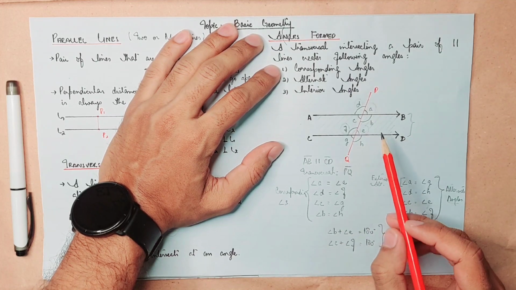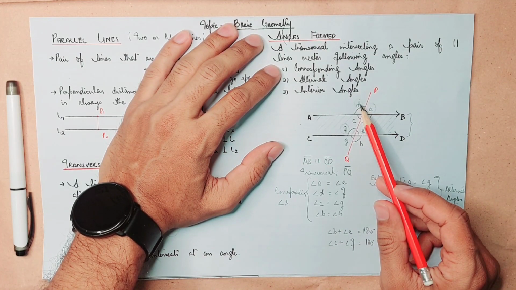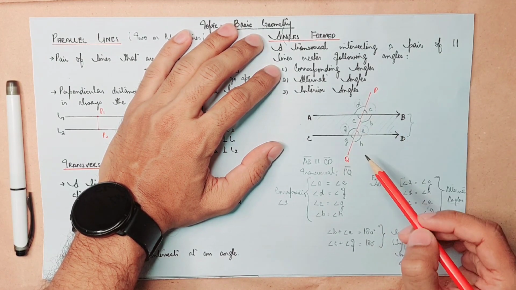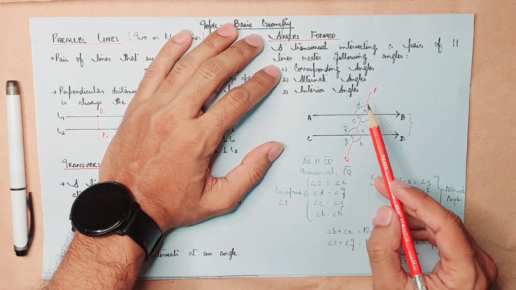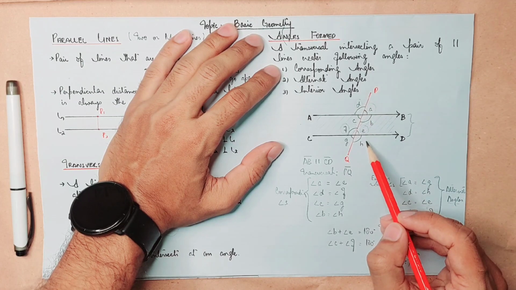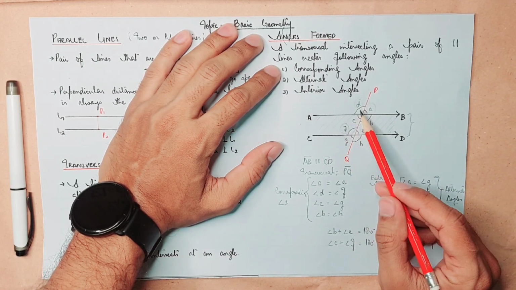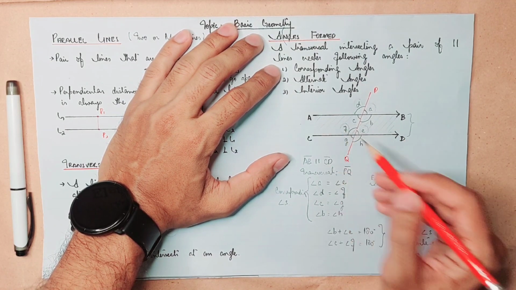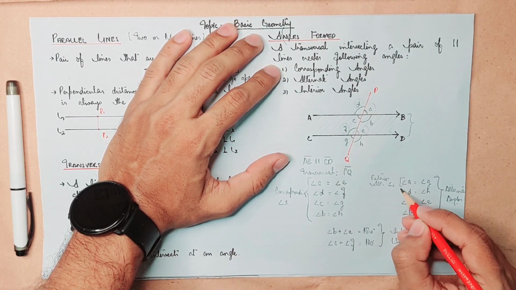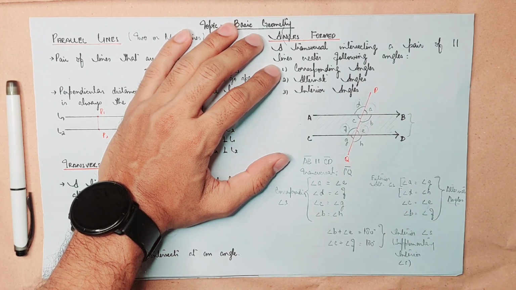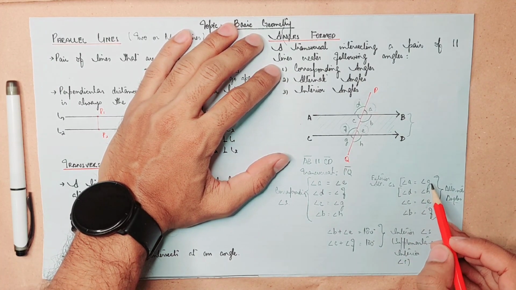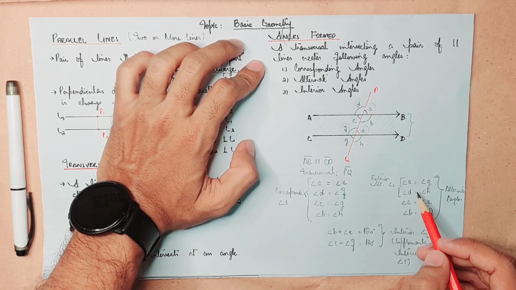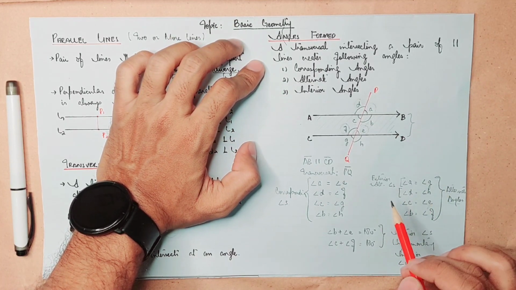In the same way, I have angle D and angle H. Angle D and angle H are also alternate angles, and they also lie outside this shaded region. If they are not lying in between these parallel lines, they are also called exterior angles. So angle A equals angle G and angle D equals angle H. These pairs are alternate exterior angles.